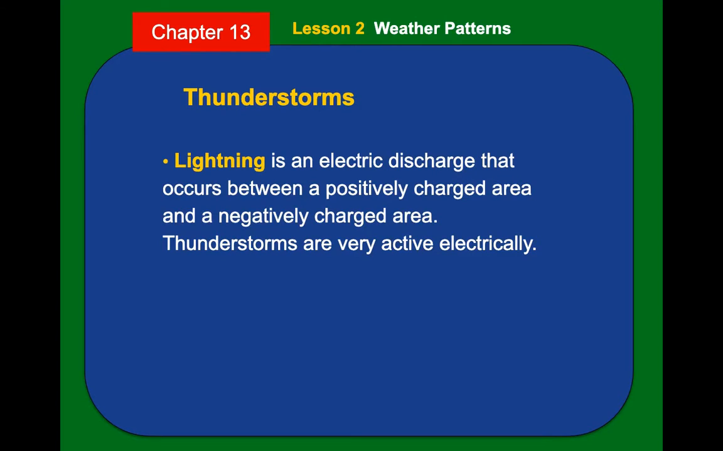In those thunderstorms, of course, we're going to have lightning because you can't have thunder without lightning. Lightning is an electric discharge that occurs between a positively charged area and a negatively charged area. They are very active electrically.